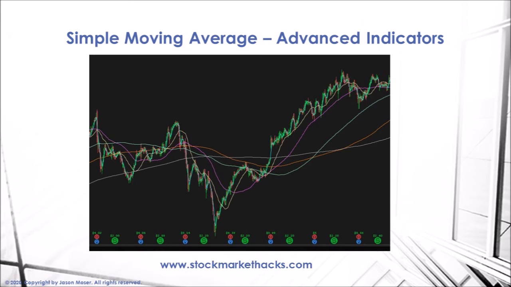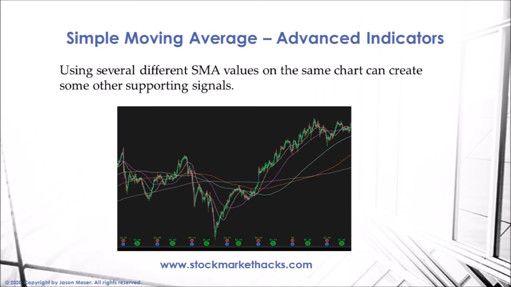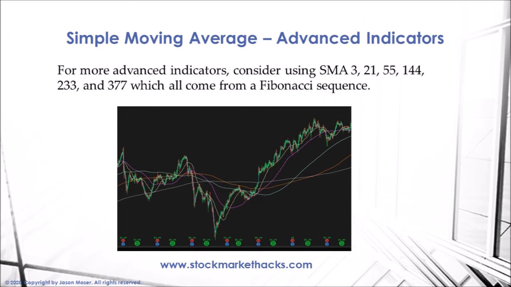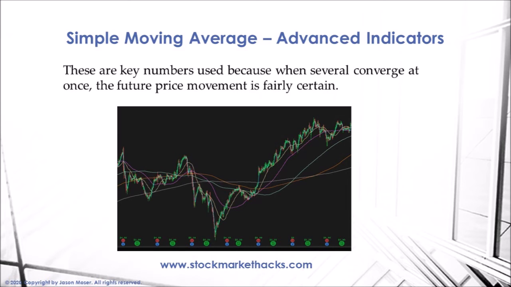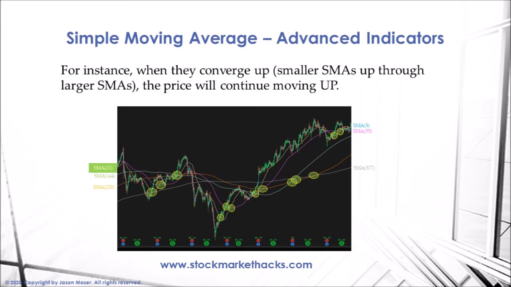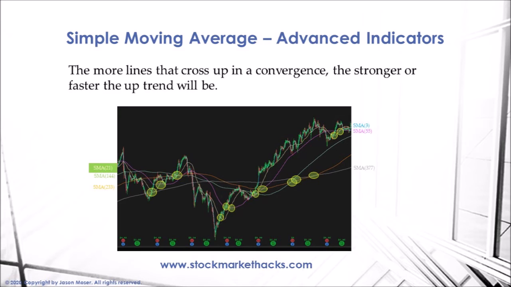Simple moving average, advanced indicators. Using several different SMA values on the same chart can create some other supporting signals. For more advanced indicators, consider using SMA 3, 21, 55, 144, 233, and 377, which all come from a Fibonacci sequence. These are key numbers used because when several converge at once, the future price movement is fairly certain. For instance, when they converge up, smaller SMA values up through larger SMA values, the price will continue moving up. The more lines that cross up in convergence, the stronger or faster the uptrend will be.